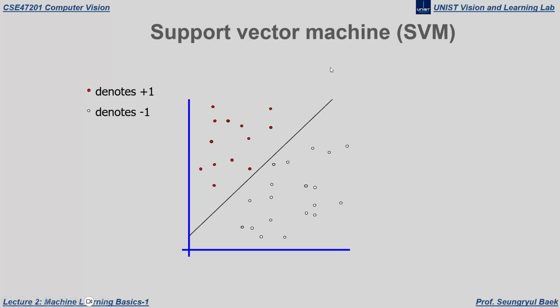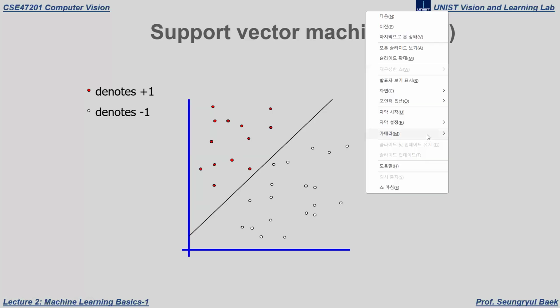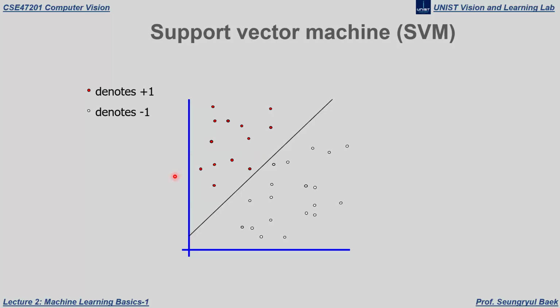Okay, so given this type of samples, there are two types of samples, red and white. Okay, there are two classes. And we have to build a mathematical model that can classify these samples into two classes.